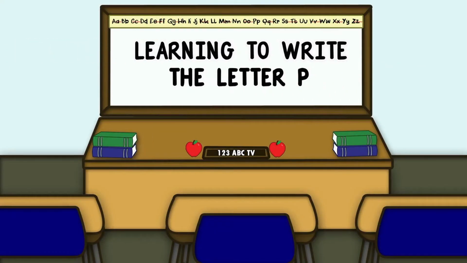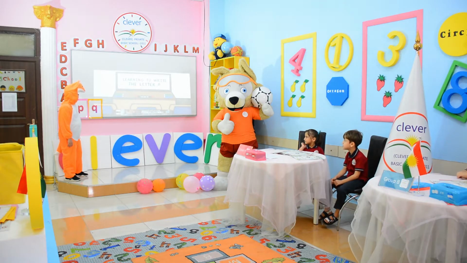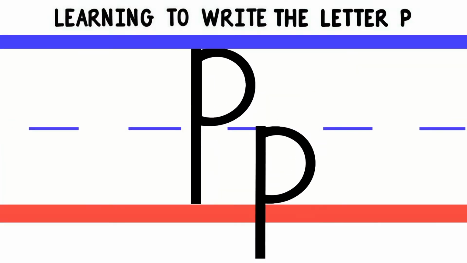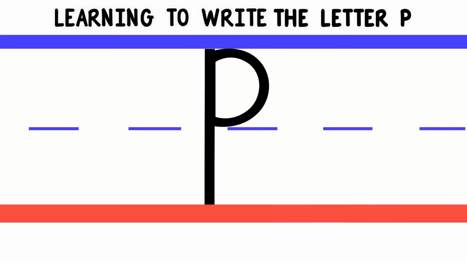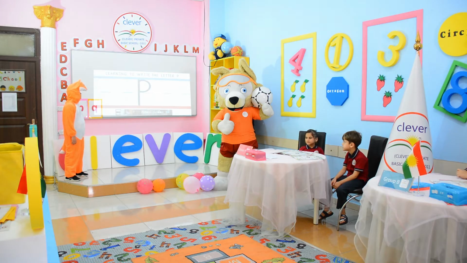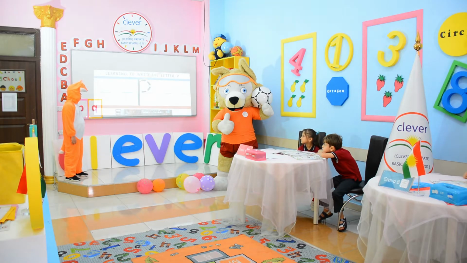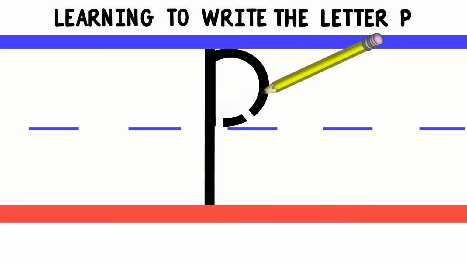Hi kids! Welcome to the classroom. Let's learn how to write the letter P. P as in parrot. We'll start with uppercase or big P. To write uppercase P, we'll start at the top and do a straight line down. Then go back to the top and do a curved line around.